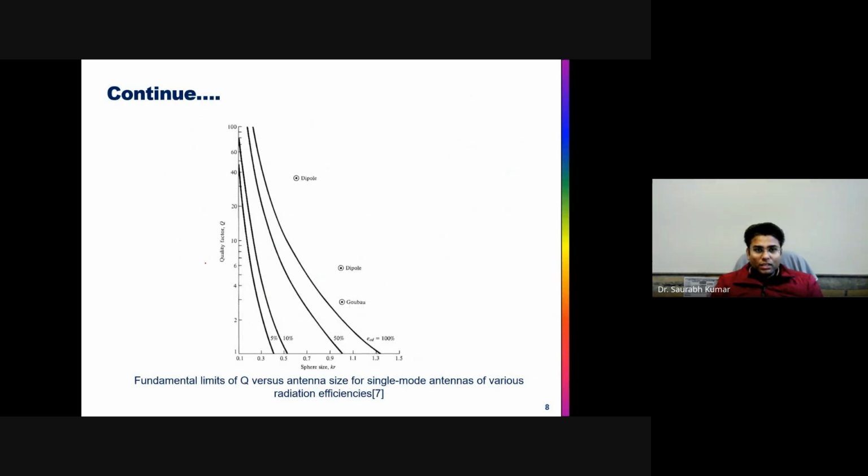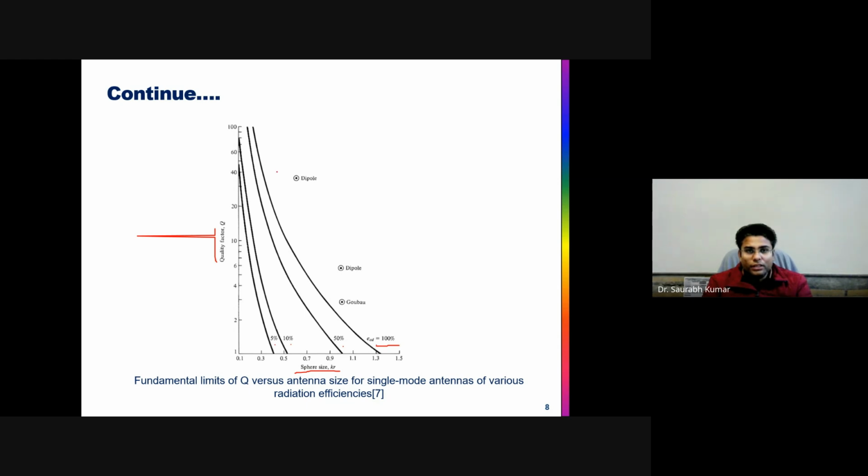This is the particular graph that relates the maximum linear dimension with the quality factor, and there are a number of efficiency curves. You can see this is the 5% efficiency curve, this is 10%, 50%, and this is e_cd, the radiation efficiency. We are not talking about the reflection mismatch efficiency, that is e_r. We are talking about the radiation efficiency, not the total one. So the radiation efficiency curve is 100% for a fully matched antenna, and we are not considering the reflection mismatch here.